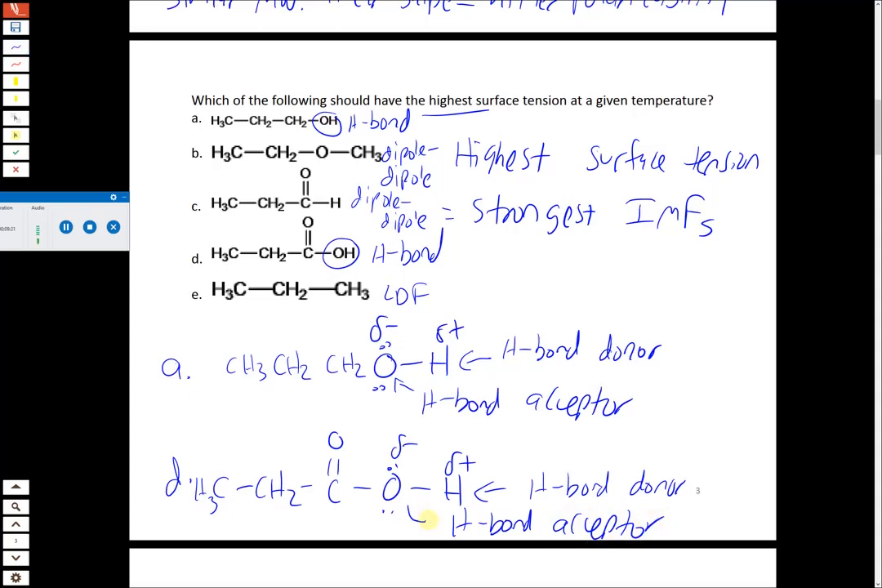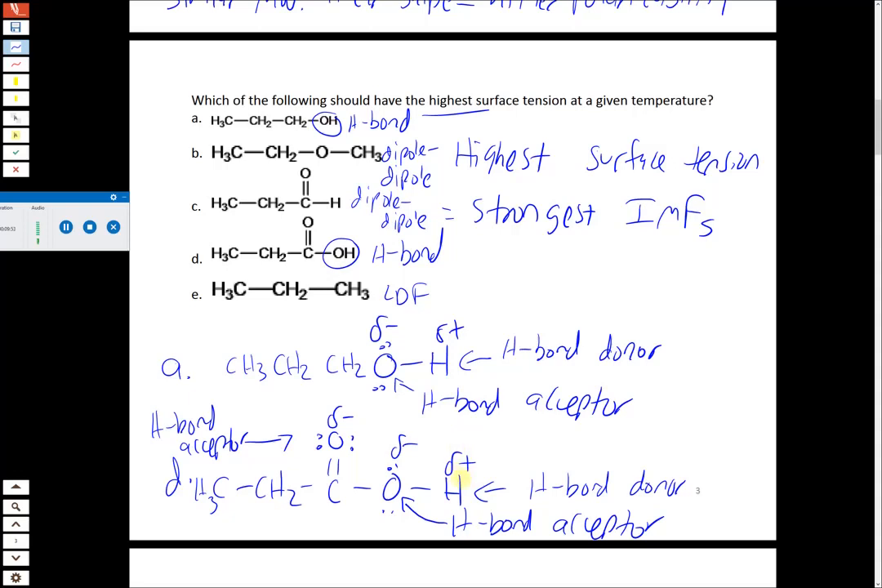Draw the arrow the other way to be consistent. So we have this hydrogen bond acceptor, but then we also have this oxygen. Even though it doesn't have a hydrogen directly bonded to it, it still is polarized because it's more electronegative than carbon. So this is going to be another hydrogen bond acceptor. So the point is, this molecule here in D has one OH bond, but it has two possible ways for that delta plus to interact. So you have more possible hydrogen bonding interactions.